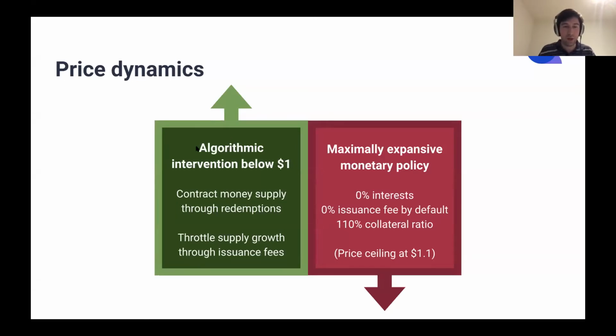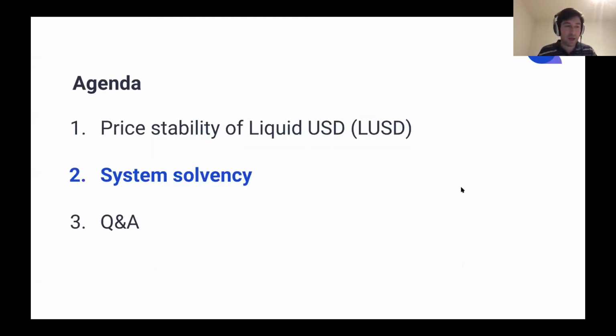So yes, this is another summary. We have an algorithmic intervention, a very hard intervention when the price drops below $1, because redemptions would take place then, which should contract the money supply as the redeemed tokens are burned. That's important, I forgot to mention that those tokens that are redeemed get burned. So the money supply will contract, which should push the price back. On the other hand, we have a maximally expensive monetary policy with zero interest and zero issuance fee by default. So if no redemptions happen, the system would make loans as attractive as possible so that the total monetary supply should grow as fast as possible. So that's the idea for price stability.